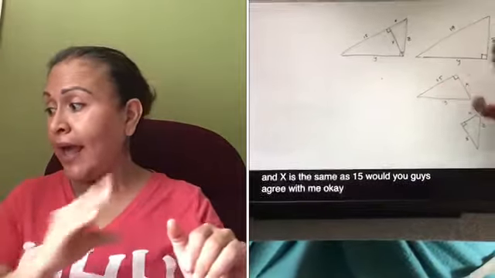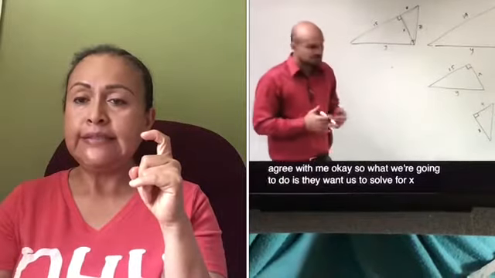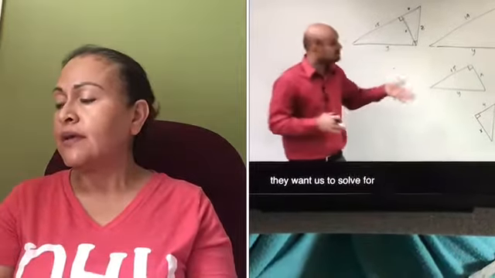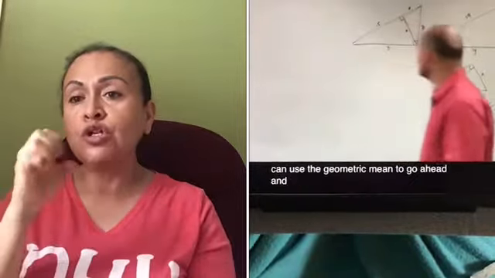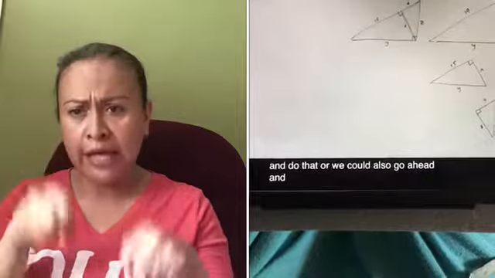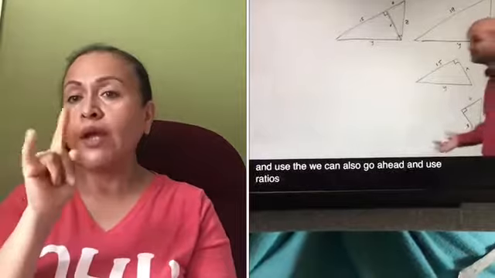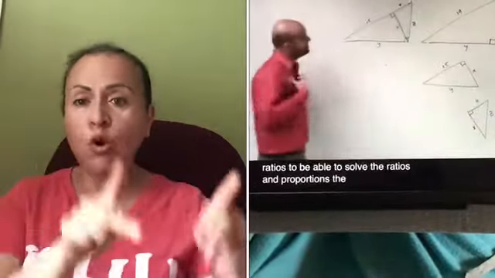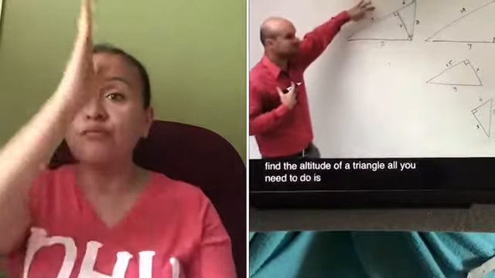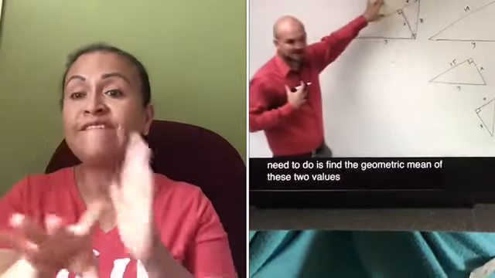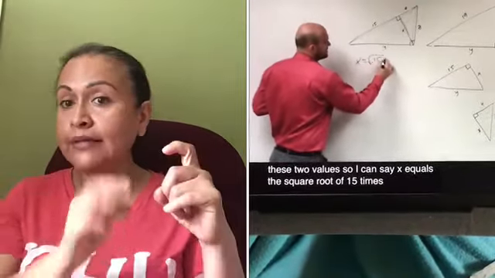Okay. So what we're going to do is they want us to solve for X, Y, and Z. Now we can use the geometric mean to go ahead and do that, or we can also use ratios to solve the ratios and proportions. The best thing that I remember, though, if you guys remember to find the altitude of a triangle, all you need to do is find the geometric mean of these two values. So I can say X equals the square root of 15 times 4.